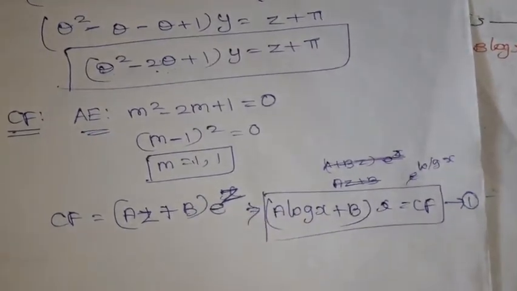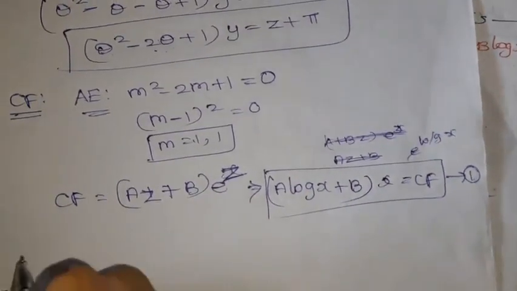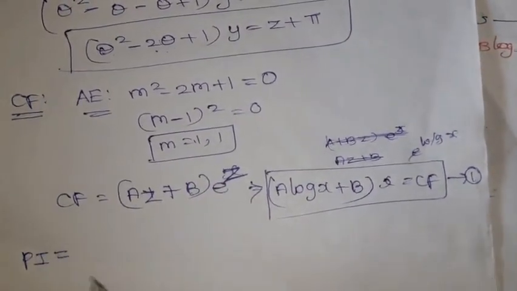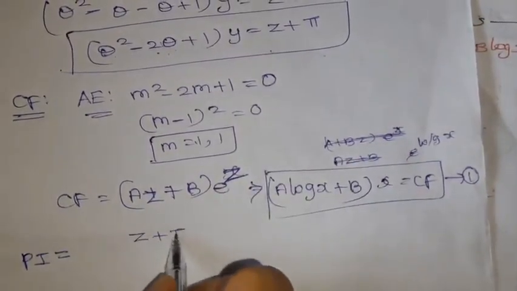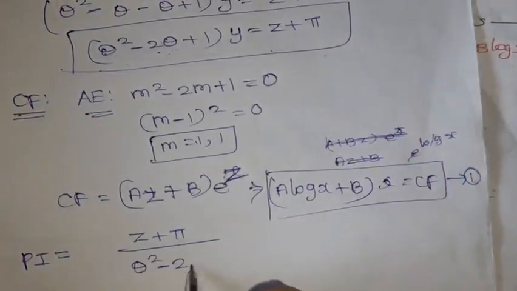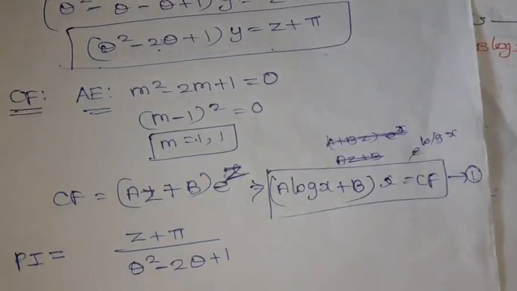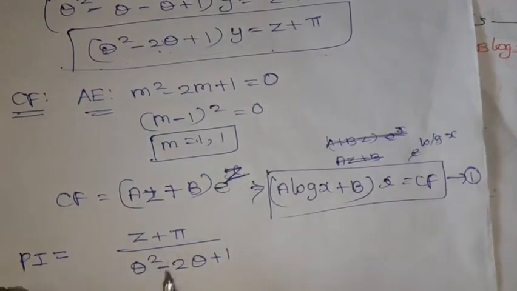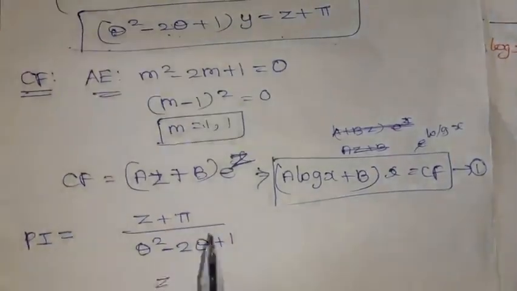Then what is the next step? We are going to find out the particular integral for the given differential equation. For the particular integral, we should use the RHS. RHS equal to z plus pi divided by f of D, theta square minus 2 theta plus 1. Whenever z function comes, we should rearrange it in the 1 minus theta form. So we'll see how to do that.